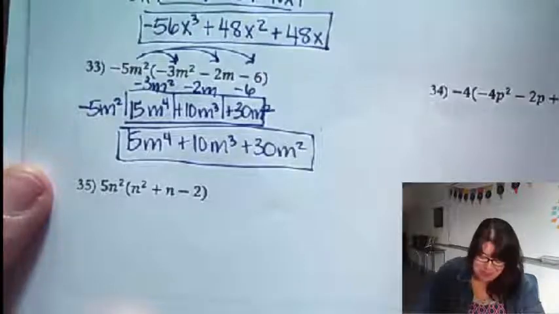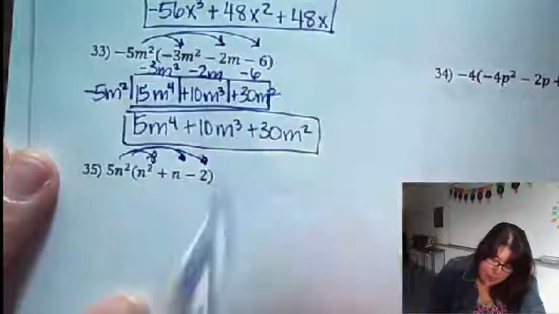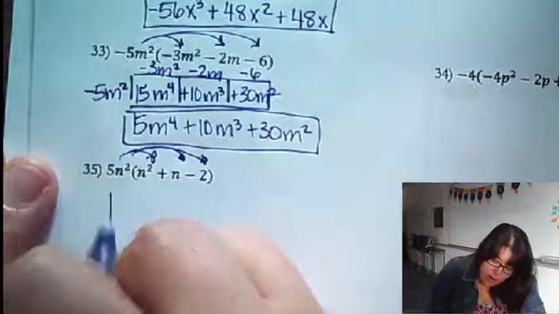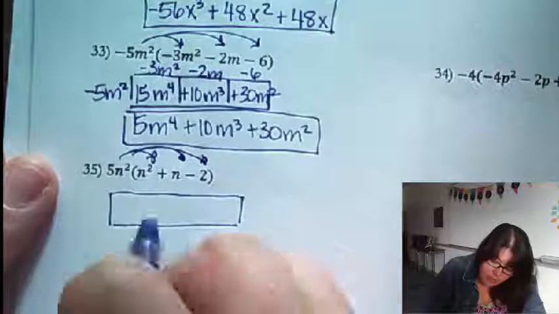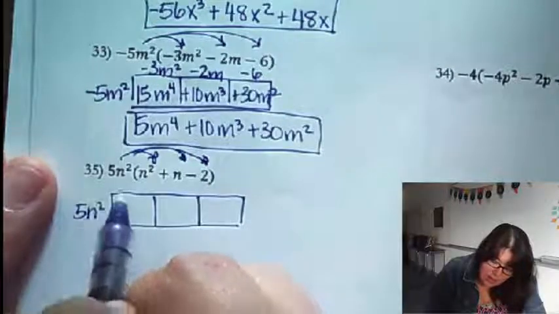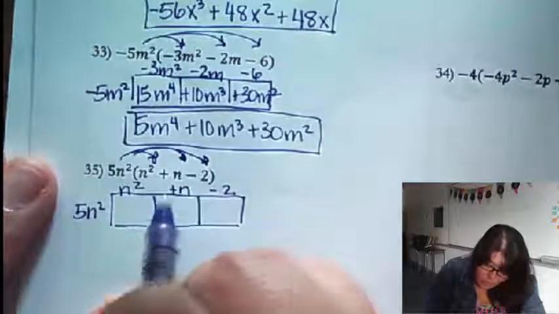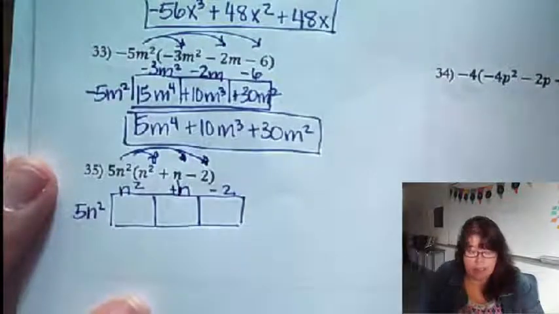Let's do one more. Distribute is what we're doing. So we're going to have a 1 by 3. And our terms go around the outside. N squared plus n minus 2. And I'm going to put my 1 in here just to make sure I don't forget that it's there.